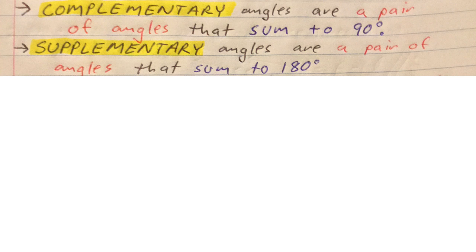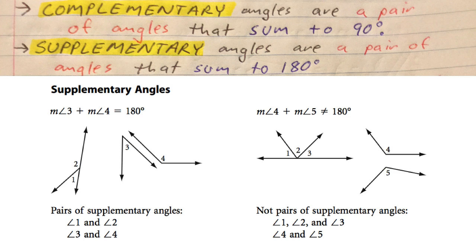Supplementary angles are angles that add up to 180. So again, here are some examples and here are some non-examples. You might be wondering what's wrong with the example kind of in the middle off to the right, where we have angles 1, 2, and 3. Well, supplementary refers specifically to a pair of angles, not 3 angles, but just 2.